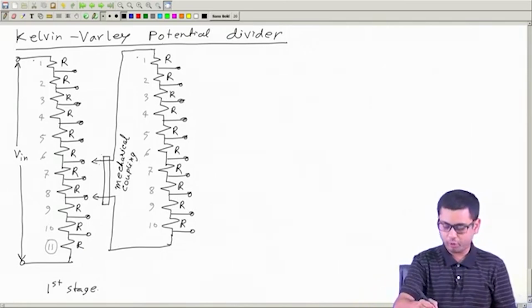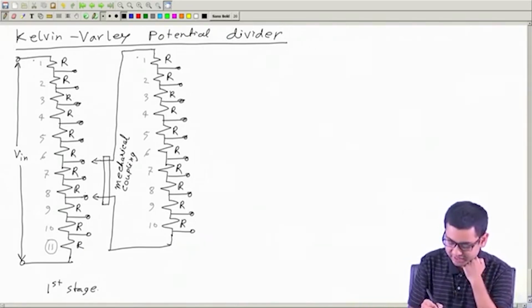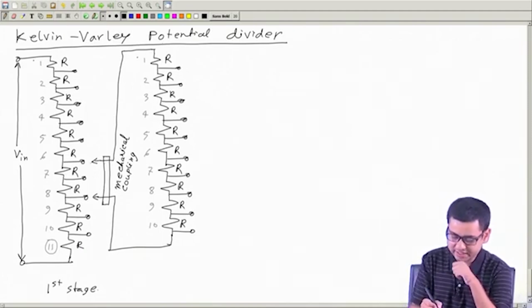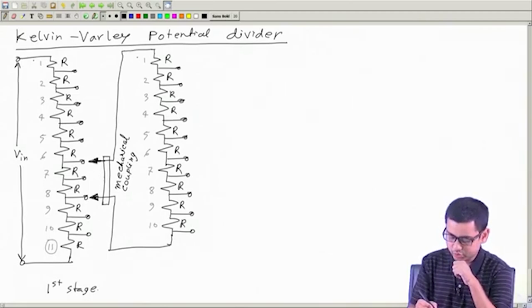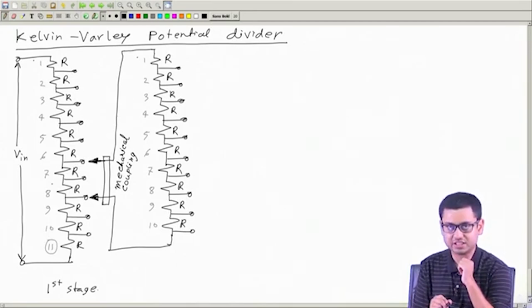So, these two pointers move together. If this pointer is connected here, the next pointer will be connected to the switch after leaving one switch. Okay. So, these two will be always across two resistances. So, you cannot move them individually, you have to move them together only, and they will always connect in parallel to two resistances always.